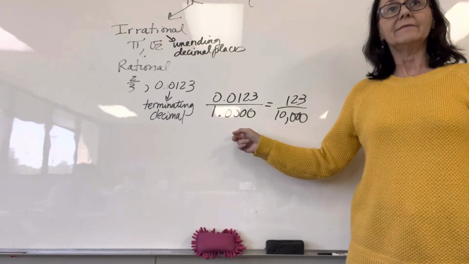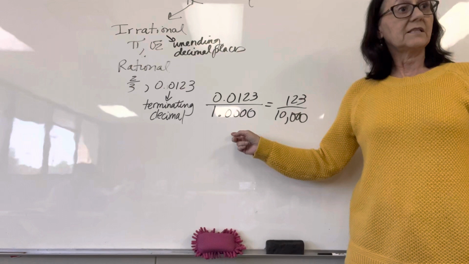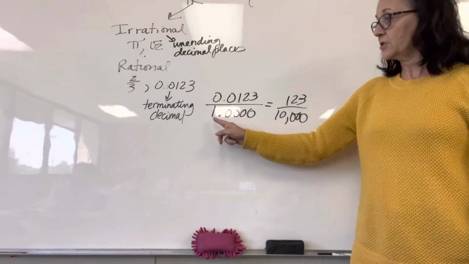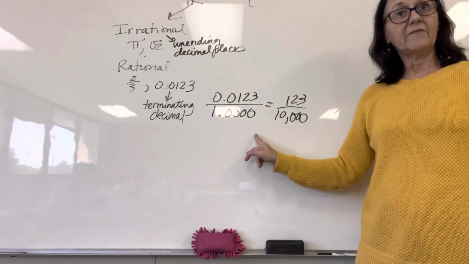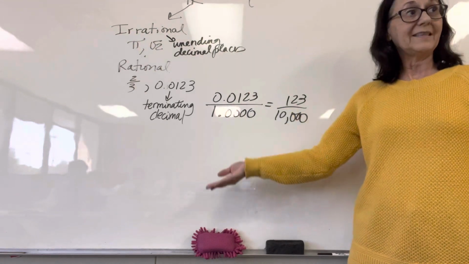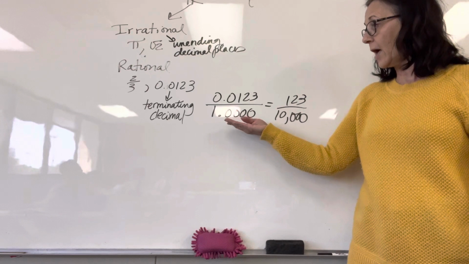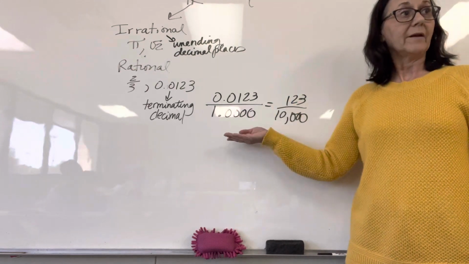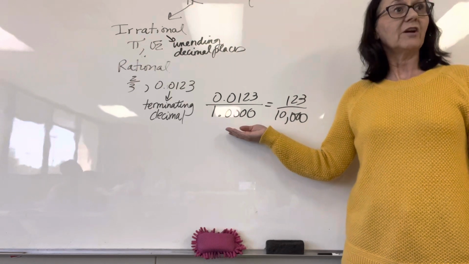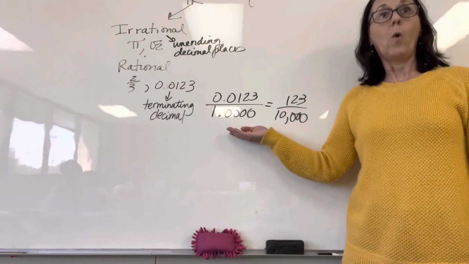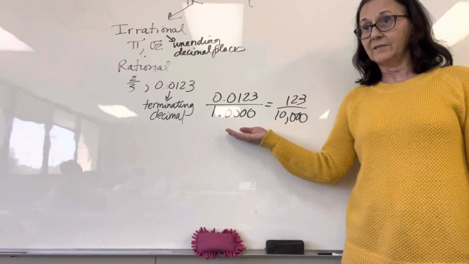The way you do that is it's important to line up your decimal places. Write it over 1 and the same number of decimal places, then just eliminate the decimal. It's as though I'm multiplying the top and the bottom by 10,000. And 10,000 over 10,000 is just 1. So I'm not changing the value of it. Make sense?